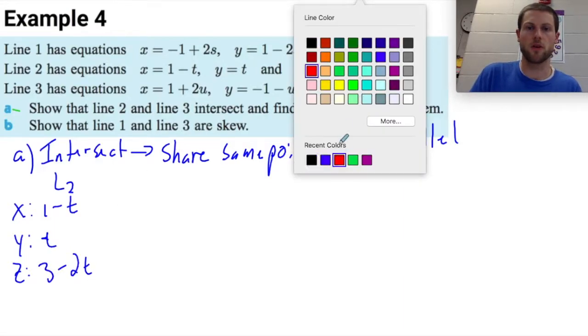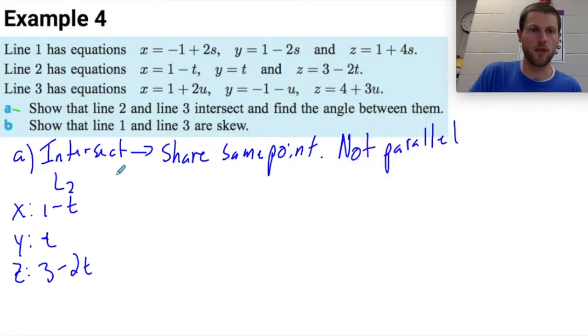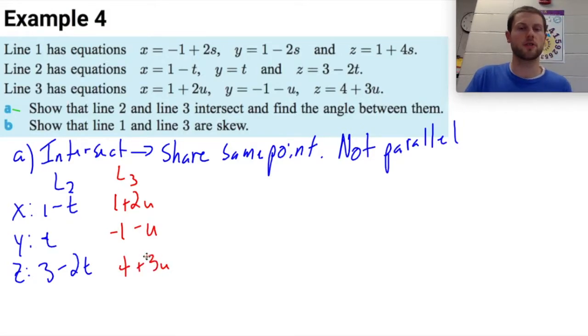And then let's grab all the equations for line 3. For the x, it's 1 plus 2u, then -1 minus u, and 4 plus 3u. And if these lines intersect, then there's some point where all of these values are equal, where the x value for L2 equals the x value for L3, the y value for L2 equals the y value for L3, and so on and so forth.